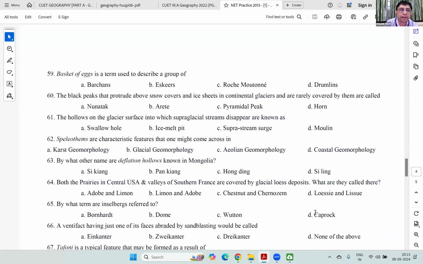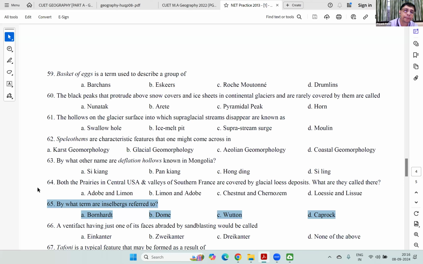Let us look at another one. Ventifact, number 66. A ventifact that has only one of its faces abraded by sandblasting. What is it called? Einkanter, Zweikanter, Dreikanter, or none of the above. So this is A, Einkanter. Then number 65. What are Inselbergs referred to as? Bornhardt, Dome, Mouton, or Caprock? That's also very easy.